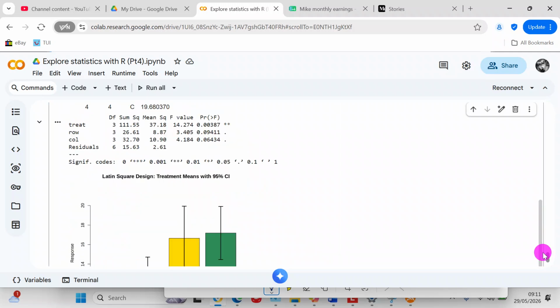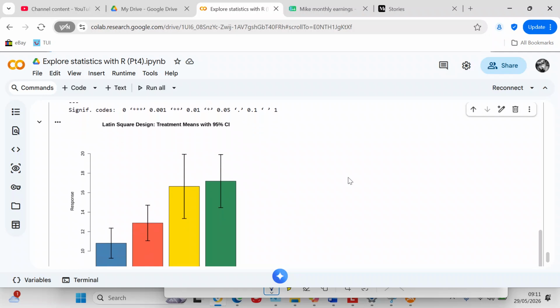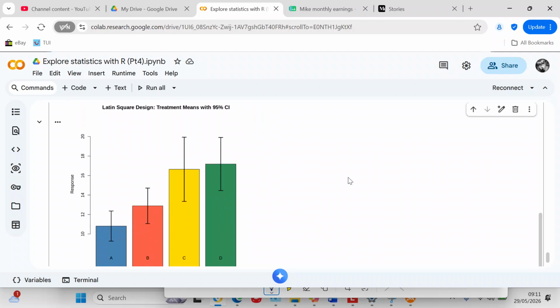So now we run the program, and this is our Latin square design. Treatment means with 95% confidence interval. You can see that you've got A, B, C, D. The means of A, B, C, D are progressively higher, so the values are progressively higher. And then you've also got your confidence intervals as well.